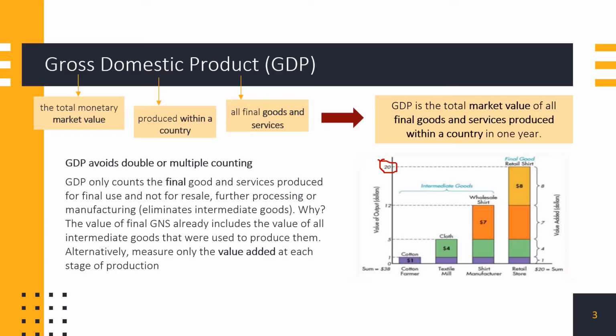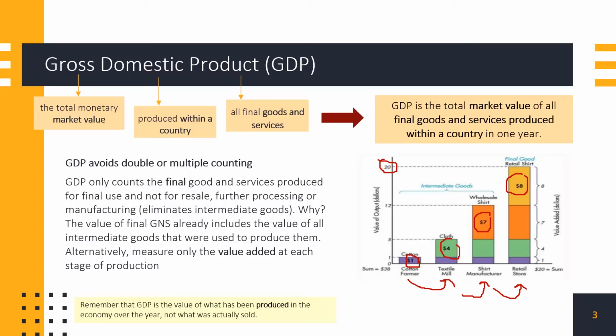For instance, from nothing to having cotton, the value is 1. So that's the first addition for the first stage. Now, the second stage is from cotton farming to the textile mill, the additional value is 4. From textile mill to shirt manufacturing, the additional value is 7. From shirt manufacturing to the retail store, the additional value is 8. So now if you add 8 and 7, 4 and 1, we get 20. I hope you understand that. To conclude, the final value of output equals the sum of the value added by each stage of production.